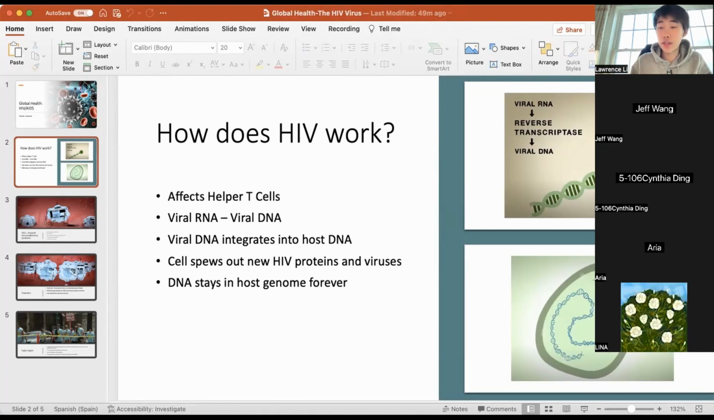But what this viral DNA will do within the cell, it will control the cell, and it will tell the cell, hey, look, you got to produce more HIV proteins, more HIV viruses. And because it's integrated into our own genome, the cell and eventually the body does what the viral DNA tells it to do. It creates more HIV viruses, and it releases them out to the body to infect other helper T cells, which is really quite scary.